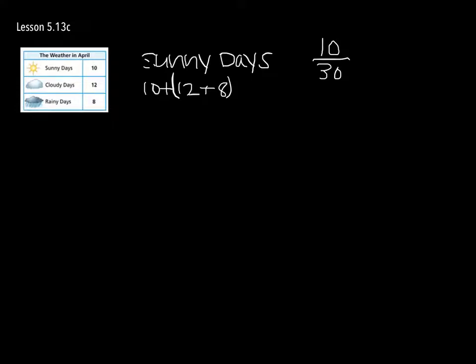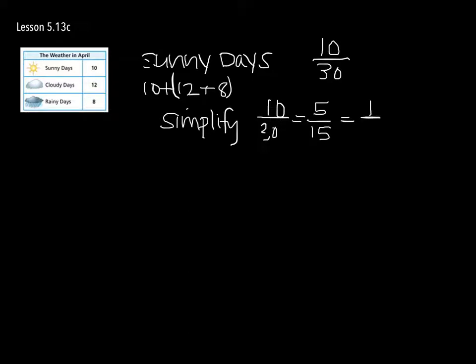Now, what we can do with that, boys and girls, is we can simplify that fraction. Okay, and that's what we're going to do. We're going to simplify it. And I can take 10 over 30 and I can divide them by 2. So if I divide by 2, 10 divided by 2 is 5, 30 divided by 2 is 15. And I can even take it smaller, because 5 goes into both 5 and 15. 5 divided by 5 is 1. 15 divided by 5 is 3. So that was what that would look like simplified.